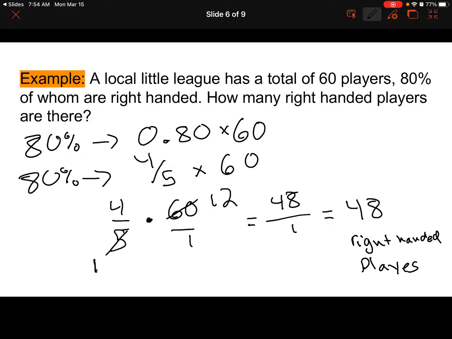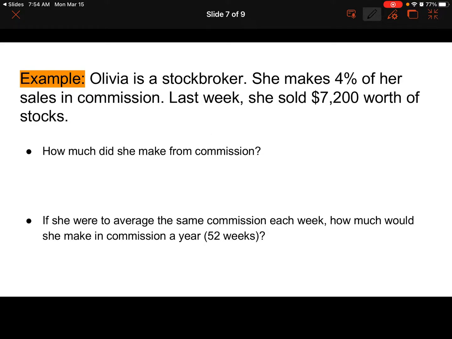So I asked you last time, what could we do besides multiplying by a decimal to give ourselves a number? And the truth is we could also multiply by a fraction. So here we multiplied by 4/5 instead of 0.8 just because it was a little easier. But let's remember, those are equivalent values, so we can use whichever one we want.